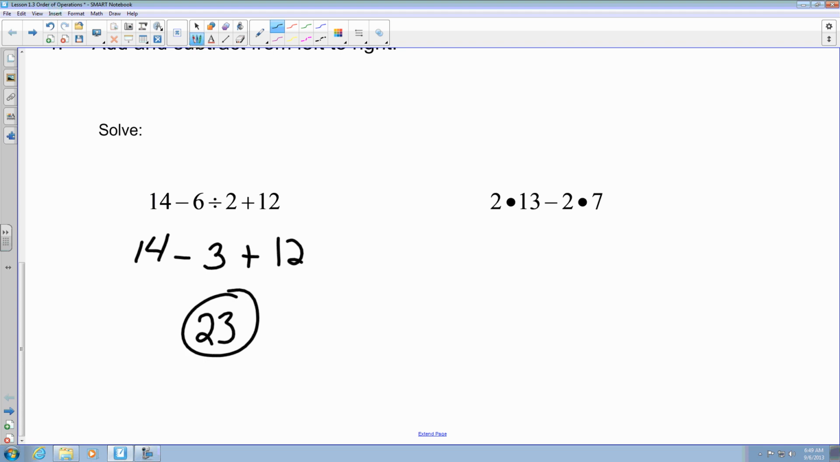Okay. The next one, again, 2 times 13 minus 2 times 7. Are there any brackets? Nope. Are there any exponents? No. Are there multiplication and division? Yes, there is. There's actually 2 sets of multiplications, 2 times 13 and 2 times 7. So now 2 times 13 will give me 26. 2 times 7 will give me 14. I'm going to drop down that subtraction, and I'm left with that last step. 26 minus 14 gives me 12. Okay.